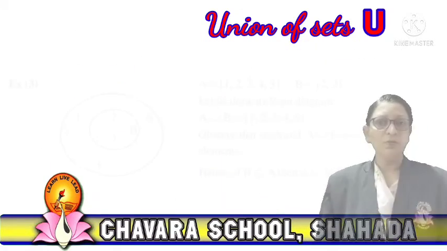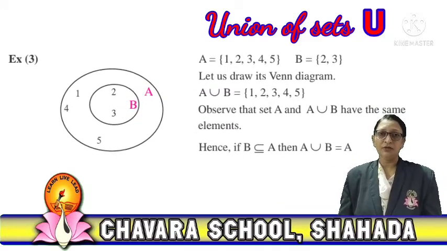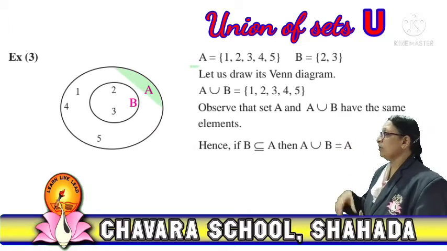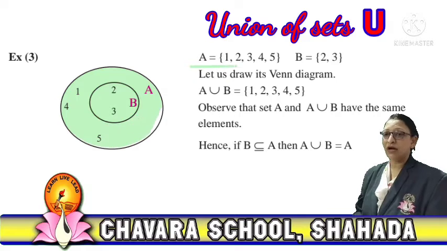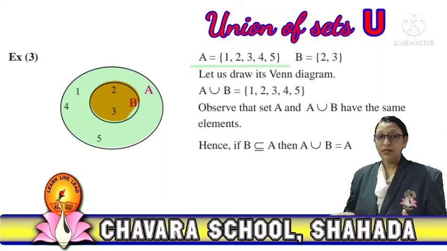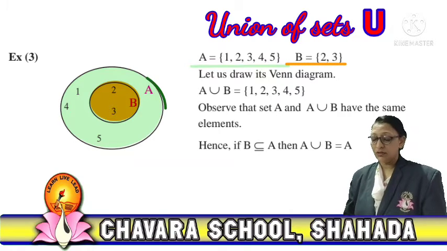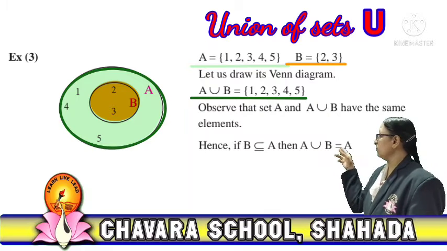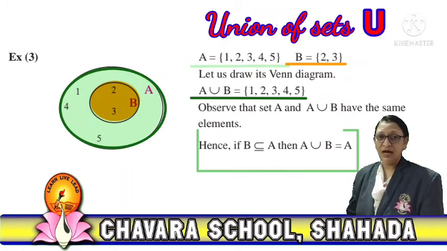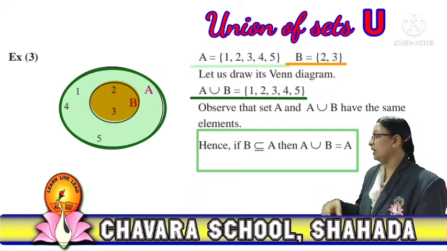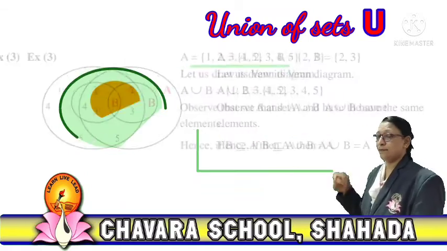Dear students, now here we will discuss example number 3. In this example, from the Venn diagram, we observe that set A is the set {1, 2, 3, 4, 5}, while set B is the set {2, 3}. Let us draw a Venn diagram for A union B. Now observe set A union B. We find that B is a subset of A. Therefore, A union B is equal to A.